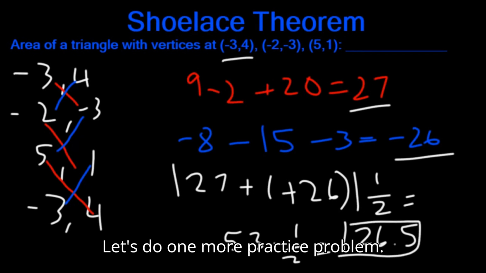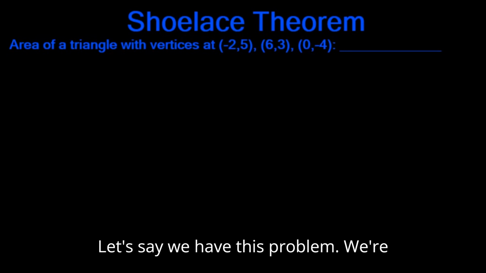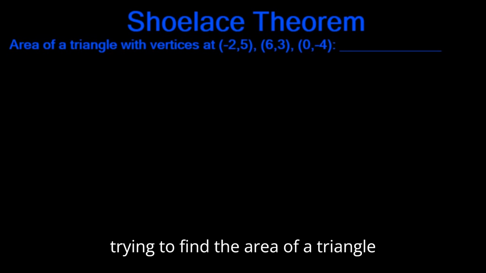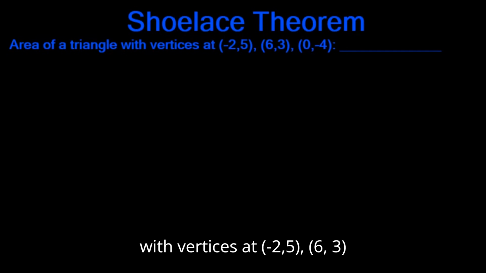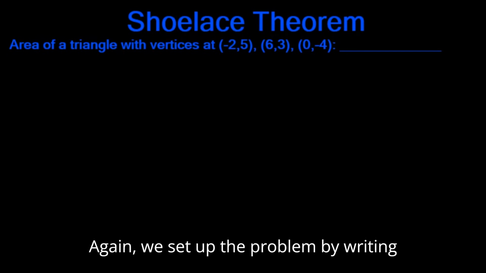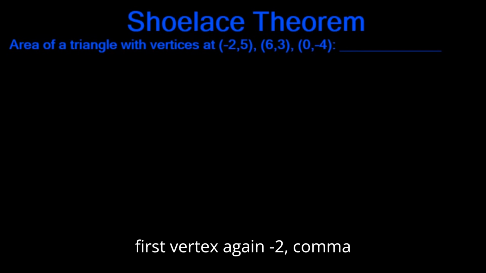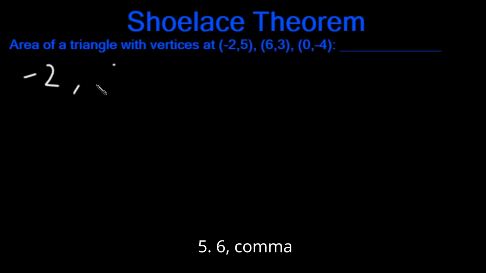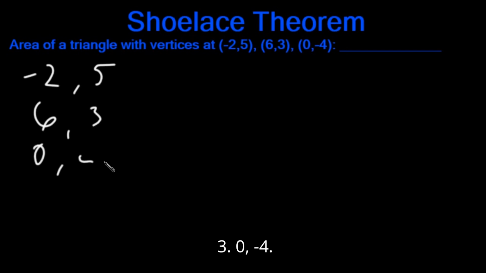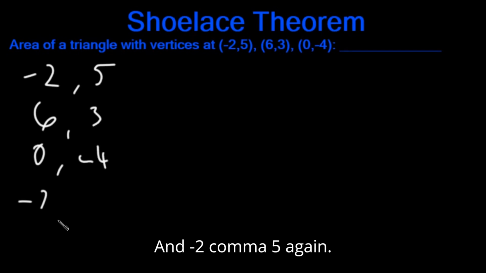Let's do one more practice problem. Let's say we have this problem. We're trying to find the area of a triangle with vertices at (-2, 5), (6, 3), and (0, -4). Again, we set up the problem by writing out all the vertices and then writing the first vertex again. -2, 5, 6, 3, 0, -4, and -2, 5 again.